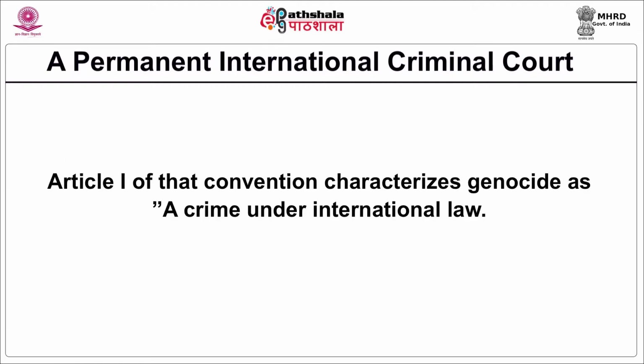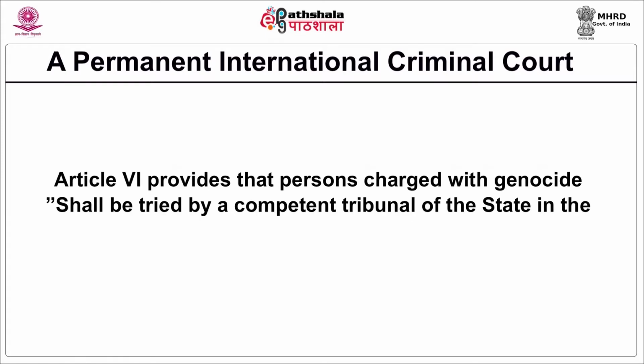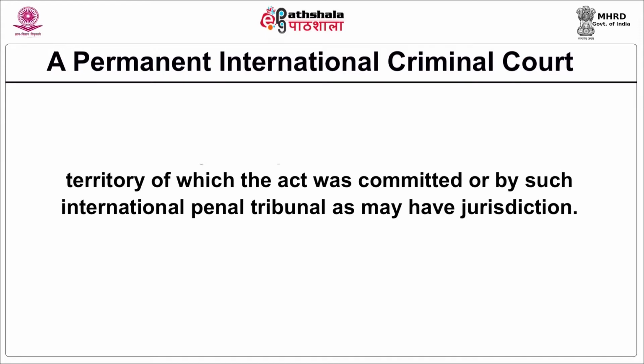Article 1 of that convention characterizes genocide as a crime under international law, and Article 6 provides that persons charged with genocide shall be tried by a competent tribunal of the state in the territory of which the act was committed, or by such international penal tribunal as may have jurisdiction. In the same resolution, the General Assembly also invited the International Law Commission to study the desirability and possibility of establishing an international judicial organ for the trial of persons charged with genocide.